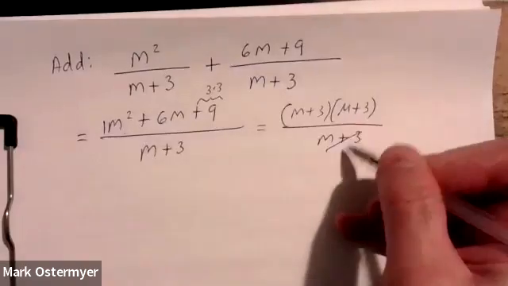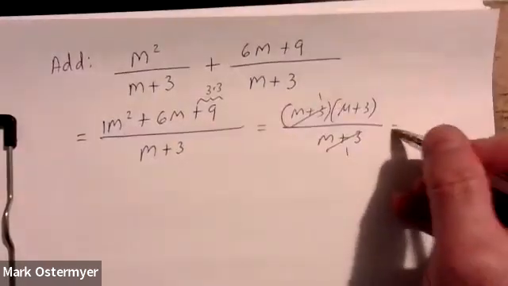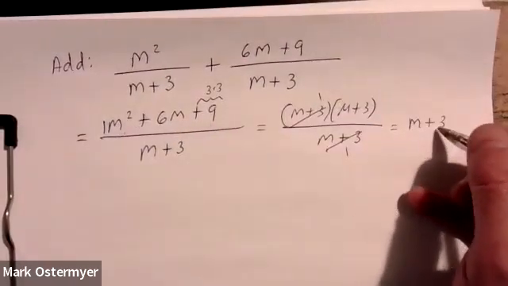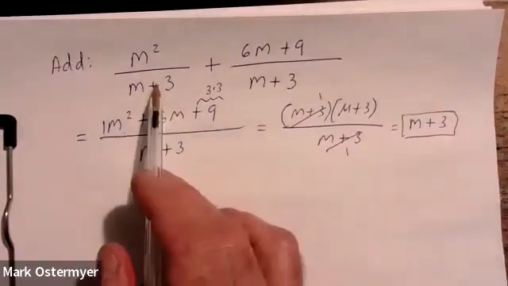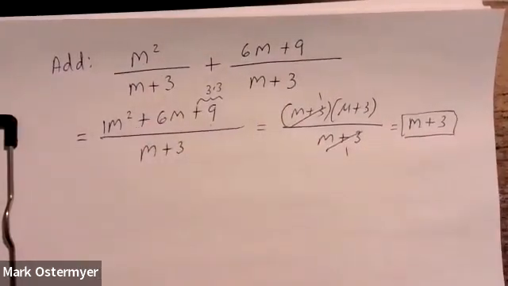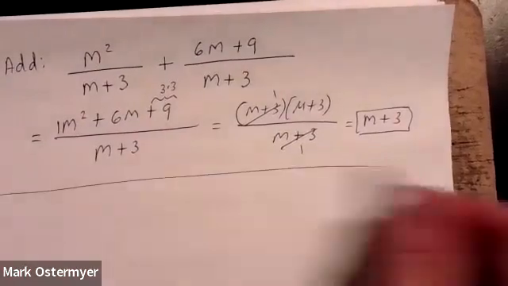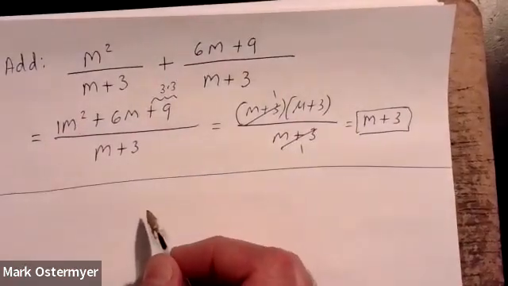This m plus 3 reduces out with one of these up here. Final answer is m plus 3, and we're done. That would be the simplified sum of these two rational expressions. Make sense there? Done with that one?